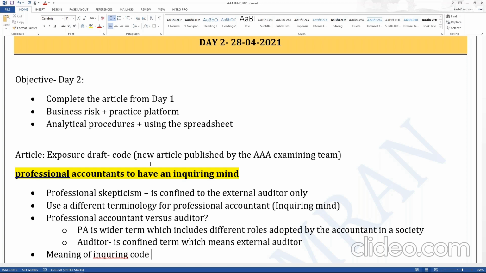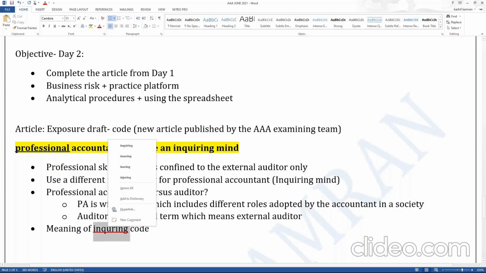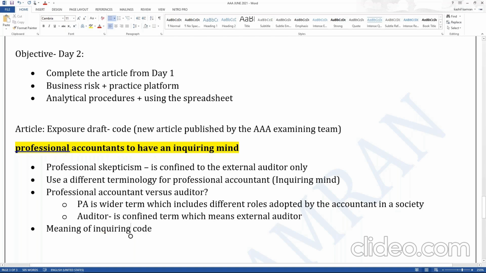Now let's find the meaning of the term inquiring mind, which has been used by the code of conduct. It's very easy to understand the meaning of inquiring mind, but let's see what is the meaning used by the code. The code is for the auditor as well as for the professional accountant. If you read the full title, Gokul, it is the code of conduct for professional accountants. So it's not just a code for an auditor, right? It's a code of conduct for professional accountants, everyone who is associated with the accountancy profession, right? So let's find the meaning of the term inquiring mind.